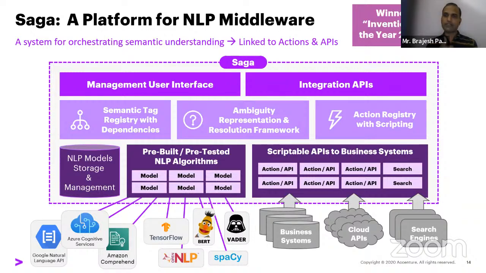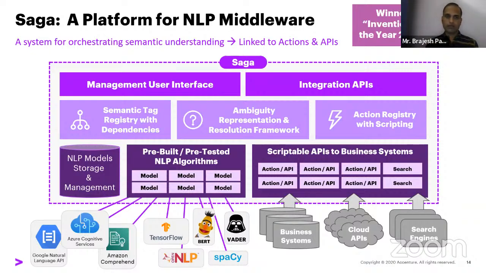We have an action registry with the scripting, and this is very much important, because whatever input you are giving, on the basis of semantic tags we will apply all the calculations and everything. On the basis of that, the action will be generated, and the action will execute by using the scripting.